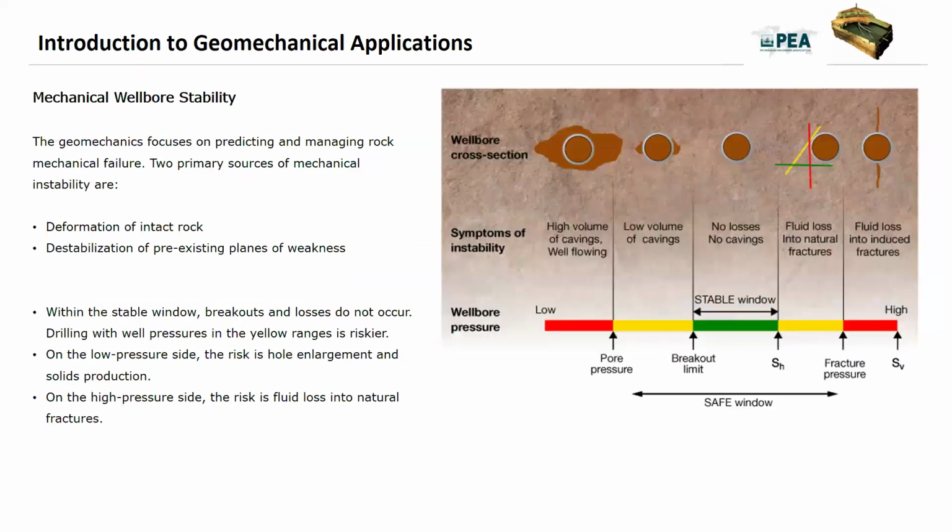So we will go through the first application of the mechanical earth model. The first thing is mechanical wellbore stability, which is a big issue in drilling and production operations. Wellbore stability studies typically address the deformation of the intact rock first, followed by the destabilization of pre-existing planes of weakness, which can cause big issues in the operations and also in production later on. The practical definition of a safe window is the window that is drilled and cased in the reservoir without incident or cost overruns.